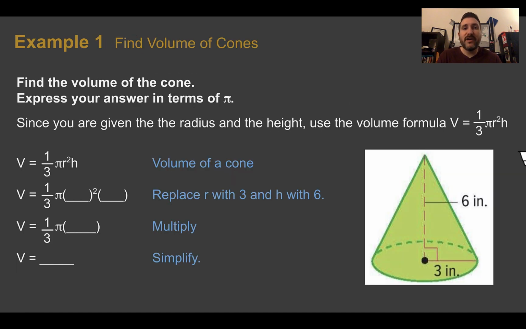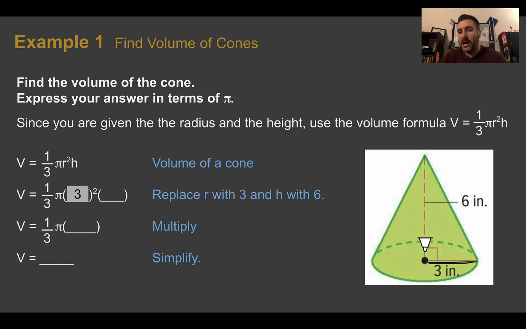Example 1. Find volume of cones. Find the volume of the cone, express your answer in terms of pi. The process here is the same as finding the volume for cylinders. We need to figure out the radius and the height, plug them in, and calculate based on how it says. So here we're given the radius of 3, it's halfway across the circle, so I can plug that in for r.